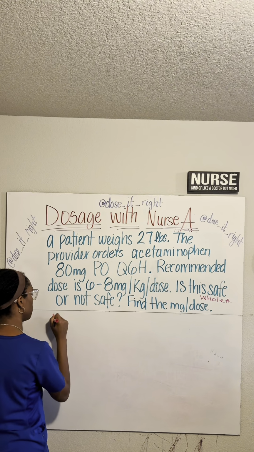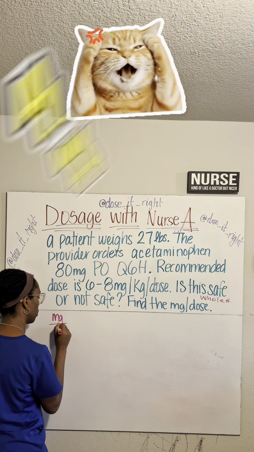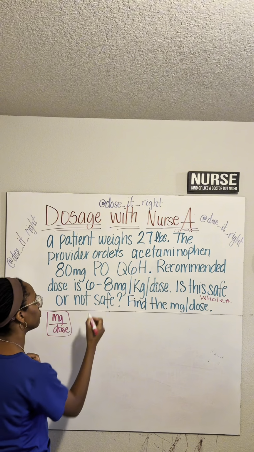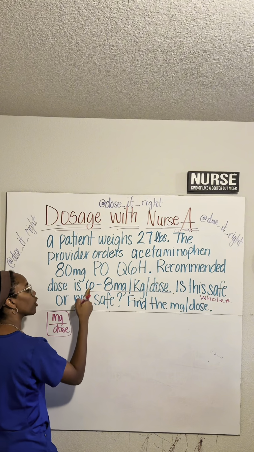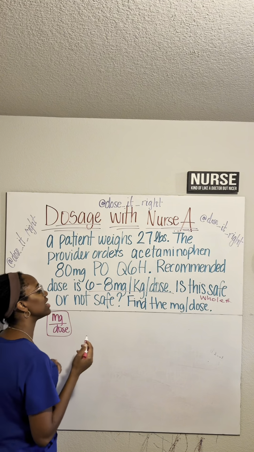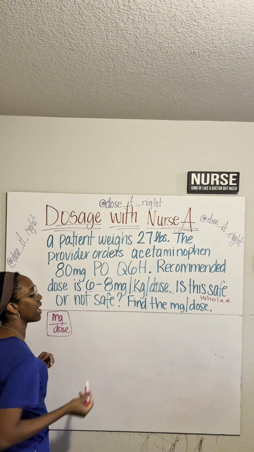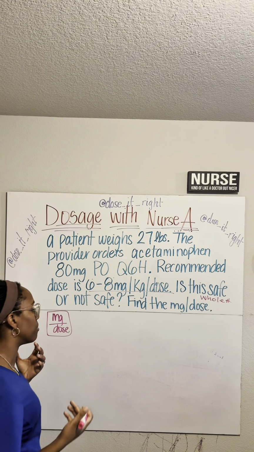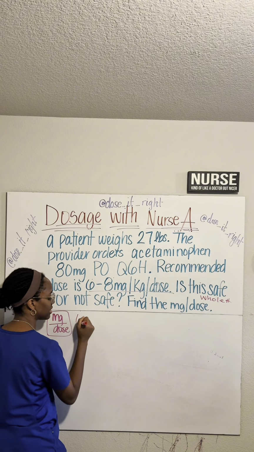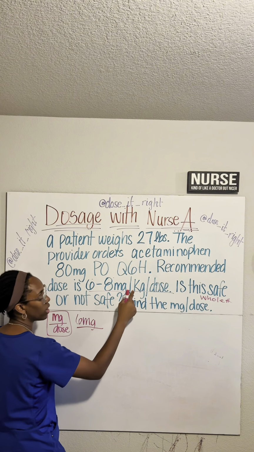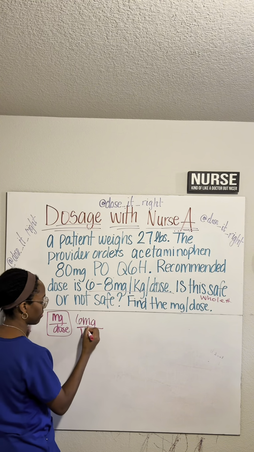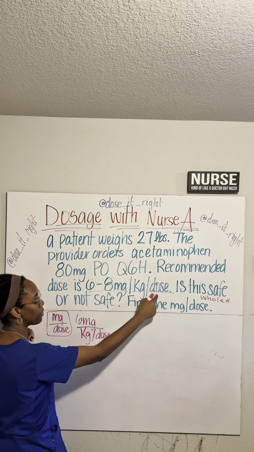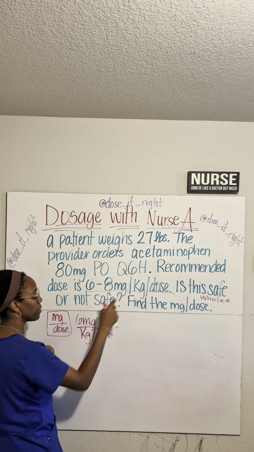So let's go ahead and do milligrams per dose. Our milligrams, where do we have milligrams? It's right here in the problem. So we're going to start off with 6. Why? Because I need to determine what is my low and what is my high. The low is going to be the smaller number, and the bigger number is going to be the higher number, right? So our low is 6 milligrams. What comes after it? Kilogram per dose. We can't let go of the kilogram per dose because that's a part of that number, all right?